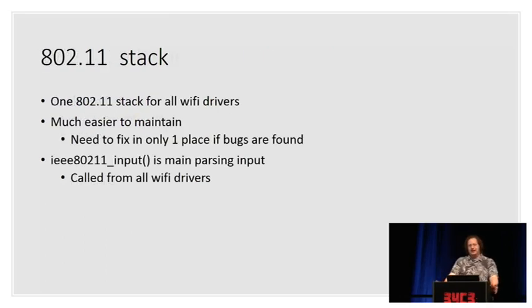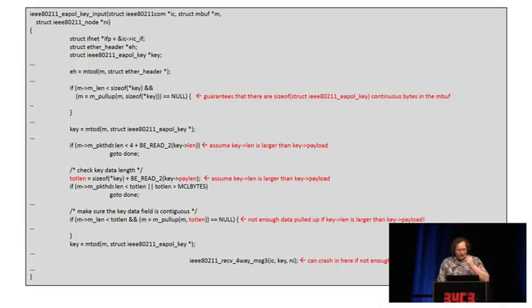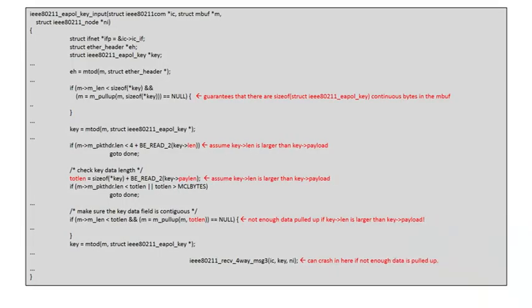The stack sort of looks like the TCP/IP stack. I mean, it obviously parses different protocols, but it's all MBUFs, in and out, stuff that gets passed back and forth. The main input function is ieee80211_input, and once you start reading that, you find the entire 802.11 parsing stack, and that function is called from all the Wi-Fi drivers. Sure enough, if you keep reading, eventually you find a function called ieee80211_keyinput, and this basically deals with EAPOL keys.